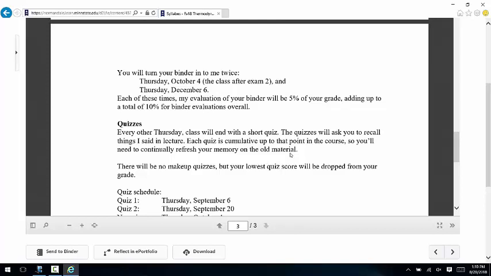So the total, the binders are worth 10% of your grade. I'm just going to break it up into two pieces. The first time you hand it in is going to be worth 5%. The second time is going to be worth 5%. It adds up to 10.